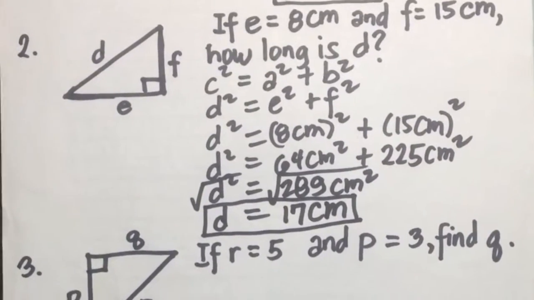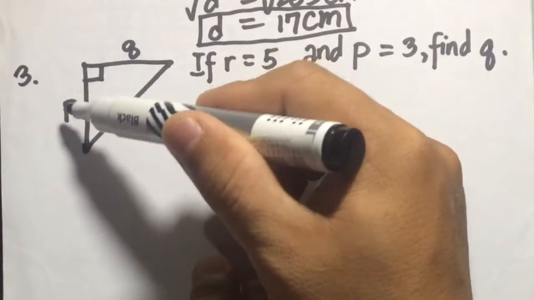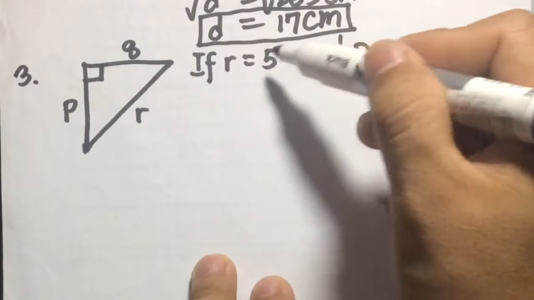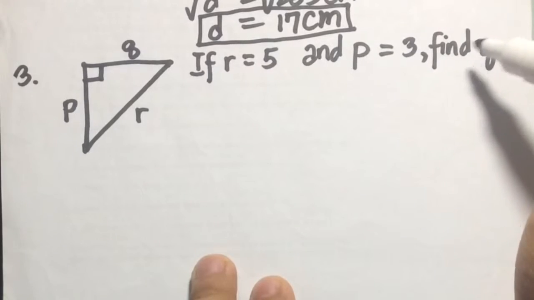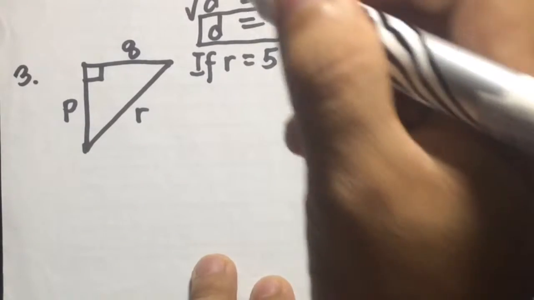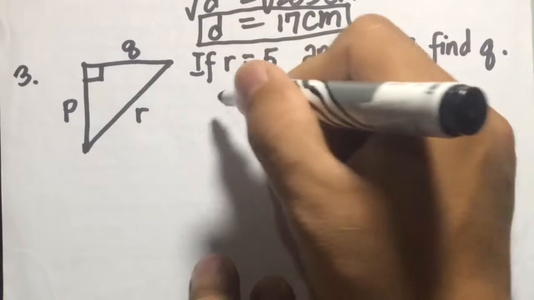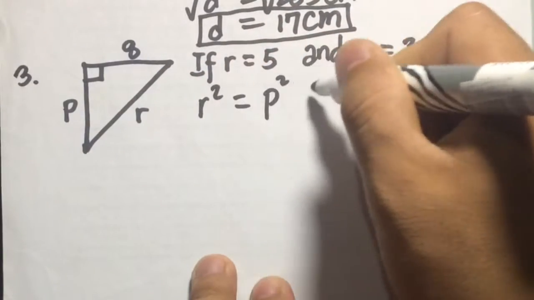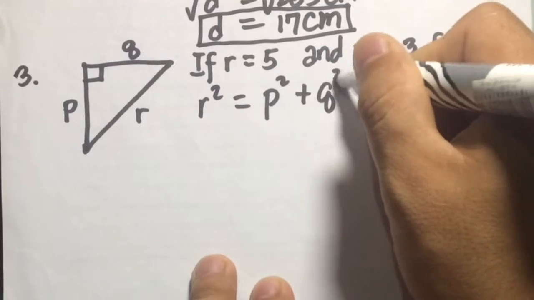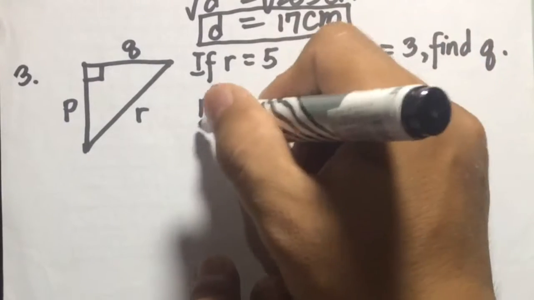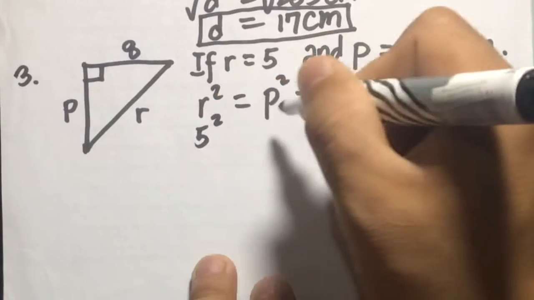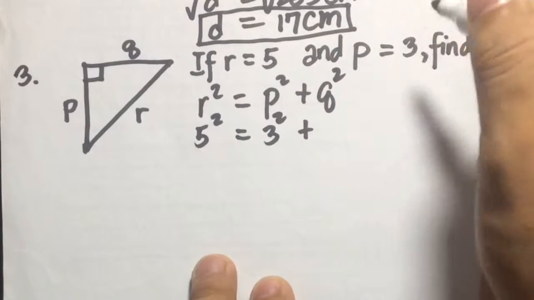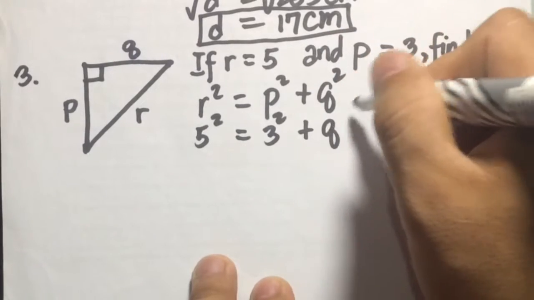Now let's have example number 3. This is the figure. The legs are P and Q and the hypotenuse is R. Now if R is equal to 5 and P is equal to 3, find Q. Using the formula, this is the hypotenuse here, so we have R squared equals P squared plus Q squared. Now R is 5, so we have 5 squared equals 3 squared plus the unknown Q squared.